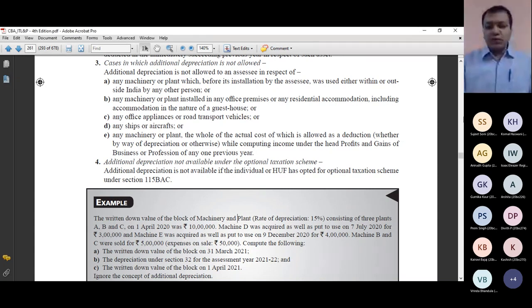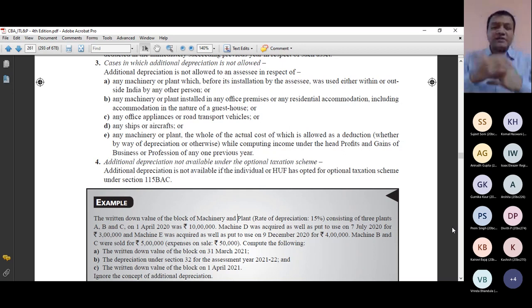The written down value of the block of machinery and plant, rate of depreciation 15%, consisting of 3 plants A, B and C on 1st April 2020 was 10 lakh. Machine D was acquired as well as put to use on 7th July 2020 for rupees 3 lakh. So this is the new machine which is acquired and put to use in my year, 3 lakh.